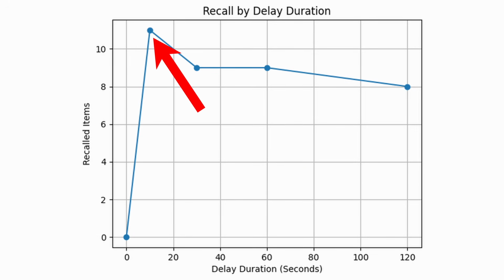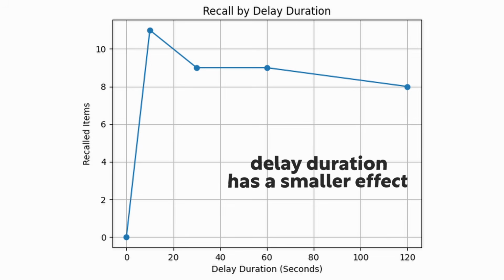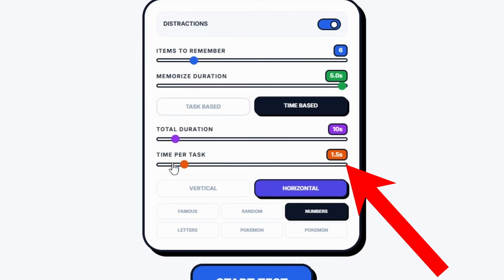I remembered 11 numbers with 10 seconds of distraction, 9 numbers in 30 seconds of distraction, 9 numbers in 60 seconds of distraction, and 8 numbers in 120 seconds of distraction. I'm pretty confident to say that the delay duration has a much smaller effect. But here comes the interesting one.